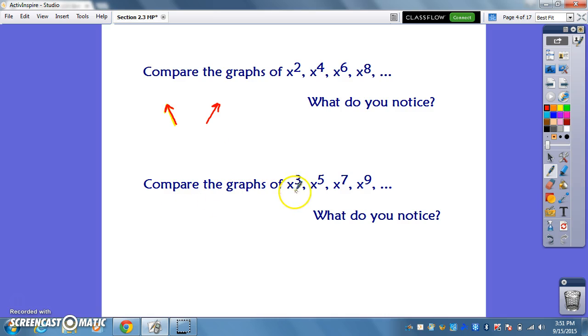If you look at the graphs of x cubed, x to the 5th, x to the 7th, x to the 9th, any polynomial that has an odd degree, you should notice that the arrows point opposite directions. And depending on whether the leading coefficient is positive or negative would depend on whether it points down to the left and up to the right or vice versa. But what you should notice is that the arrows point opposite directions.